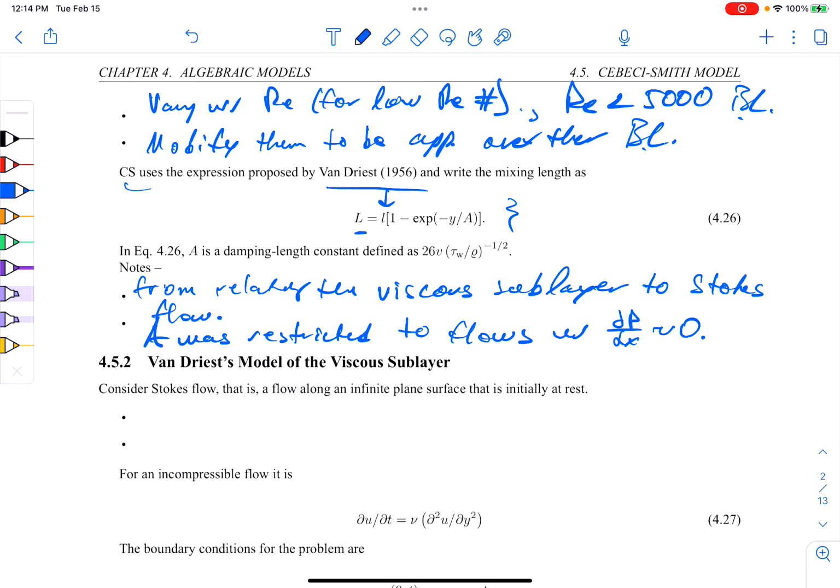So one of the first things Cebeci did in his work is try and argue about a way to extend the model. And this is probably why the model is a bit famous, because he related it to, like Van Driest, Stokes flow, but with an oscillating model. So typically when you say Stokes flow, what does that mean? Does anybody remember?